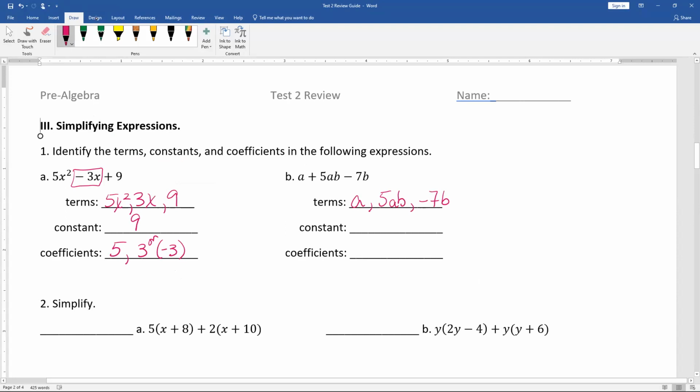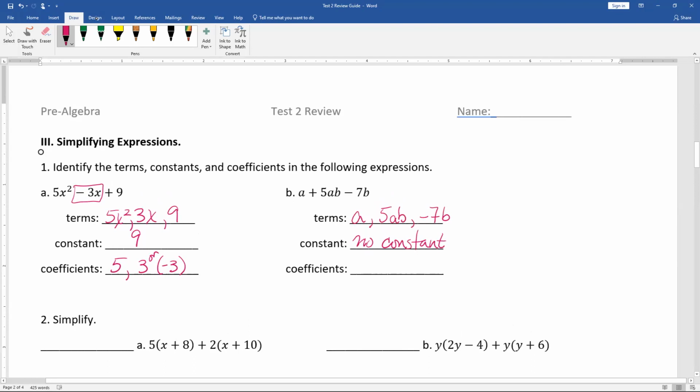Okay. What's my constant? What does a constant mean? It's all by itself. No variable. Do we have a term with no variable here? A is a variable. If it doesn't have a letter, it's a constant. So this one has no constant term. Trick question.